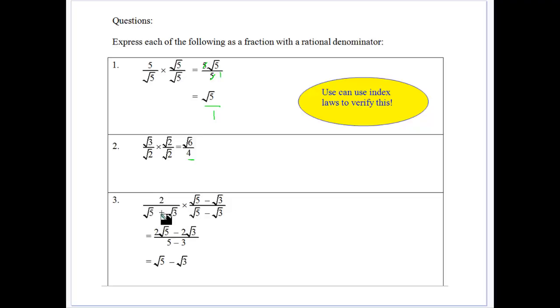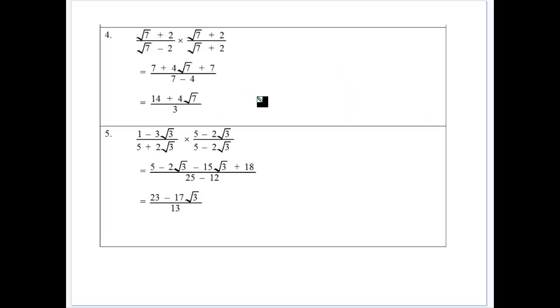Same thing with this one. This time it's a little bit harder because we've got 2 terms in the denominator. But as we just saw, multiplying by its conjugate allows us to get a rational number in the denominator, because the 5 times root 5 is 5. The root 3 times root 3 gives us the 3. And because it's the conjugate, we know because of our laws it gives us the difference of 2 squares. The 2 multiplies by the 5 and the root 3, and that will give us 2. And our 2s will cancel. There's a common 2 up there. That will cancel, just giving us root 5 minus root 3. Brings it down to its lowest terms.